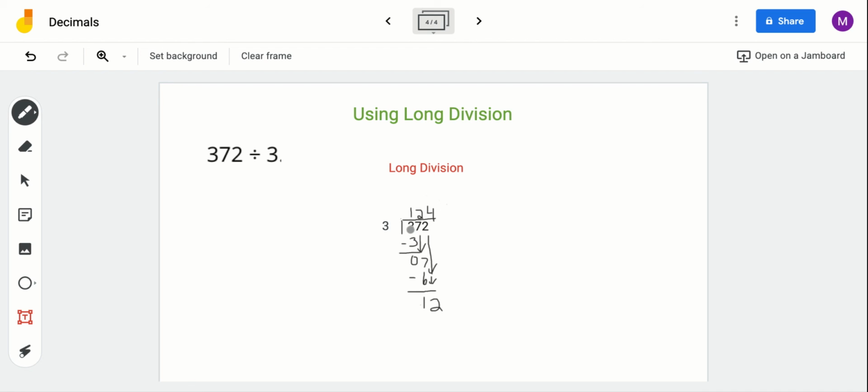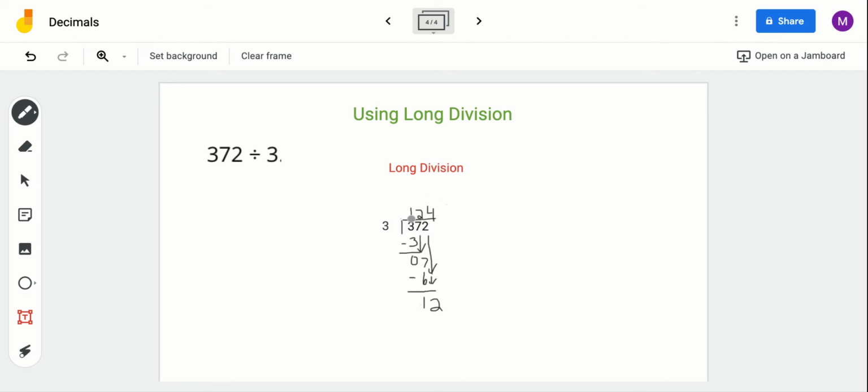But I'm not really keeping track of that the 3 is worth 300. The 7 is worth 70. The 2 is worth 2 ones. I'm just going along digit by digit, dividing by 3. When I'm doing this, I hopefully have the understanding that these are worth that amount. So when I look at my answer, I can look and see, does it make sense? 124, 3 times 124 equals 372.